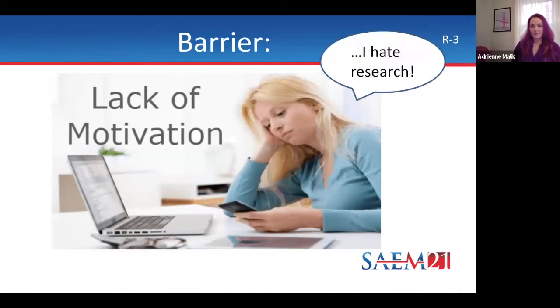How about this one? I know this is another common barrier that everybody's going to hear, which is "I hate research. I'm not interested in it. I'm going into community medicine. This has nothing to do with me. I don't need to know about this, right?" Many, many residents are going to report this as the reason why they don't want to get involved in scholarly activity. Next slide.